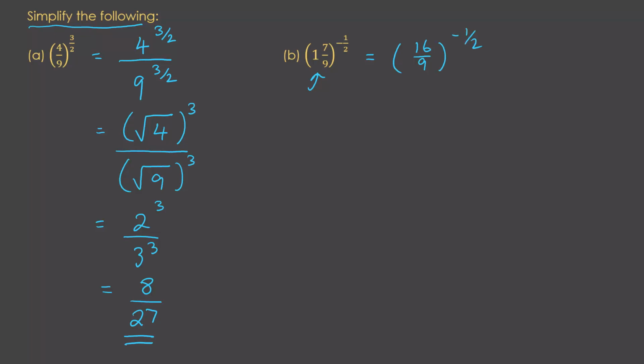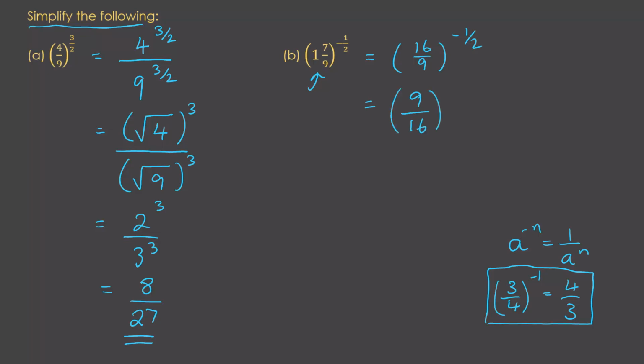Now, before we go any further, think about the negative index. A to the negative n is 1 over a to the n. What does that do to a fraction if you have something like 3/4 to the negative 1? What it does is it turns the fraction upside down. That's the net effect. And I believe that you'll find a lesson where I explain that in detail in the section on negative indices. So what we're going to have here is just 9 over 16 to the power a half. The negative has been used up in flipping the fraction upside down.